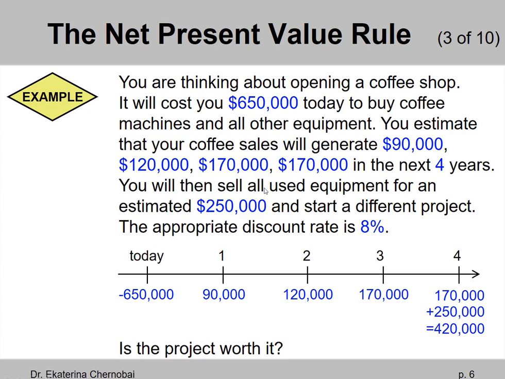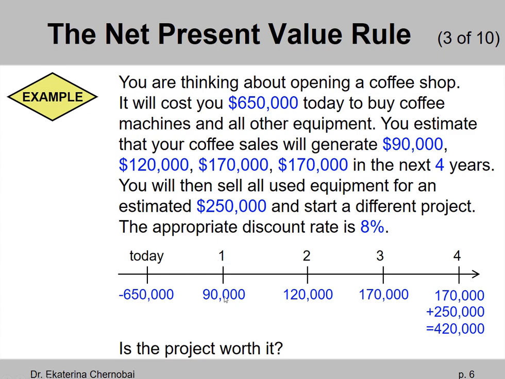You will then sell all used equipment for an estimated $250,000 and start a different project. The proper discount rate is 8%. So this is what was given to us. We are working with a lot of numbers. It might be really helpful to start solving this problem by drawing a timeline. Under year 0 or today, you're going to put negative $650,000.